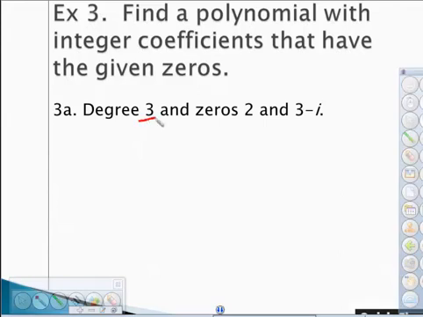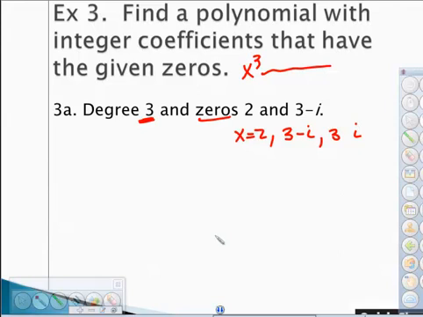So first off, it says it's a degree of 3. So I know that it's going to be like x cubed, and so on, right? It says that the solutions, or the zeros, are x equals 2, and then the other one is going to be 3 minus i. Now, if 3 minus i, since this is complex, is a solution, I also know that 3 plus i is going to be a solution as well, right? Because these are both conjugates. So the first one's going to be x minus 2.